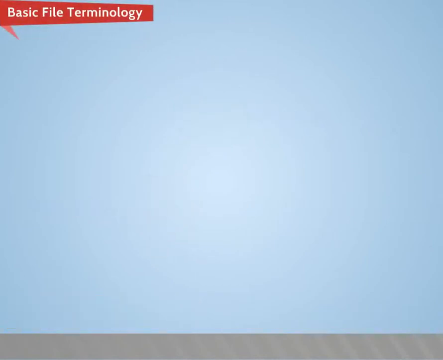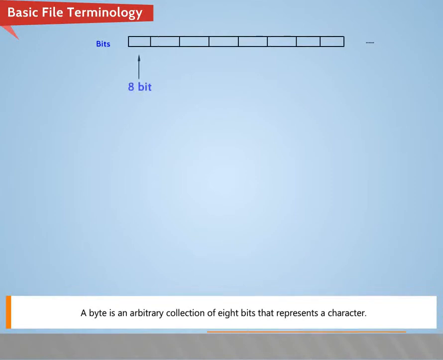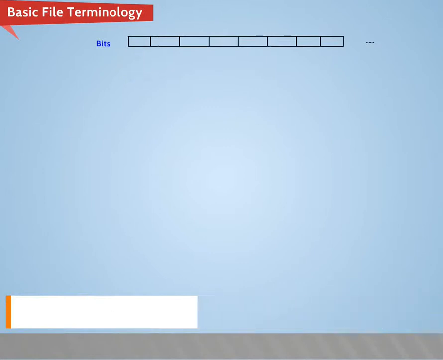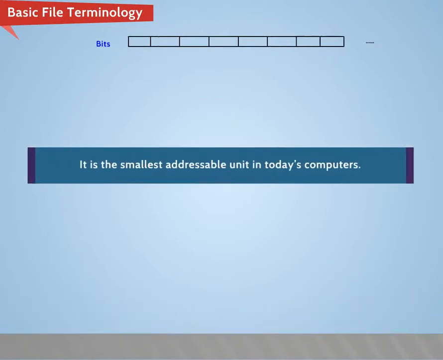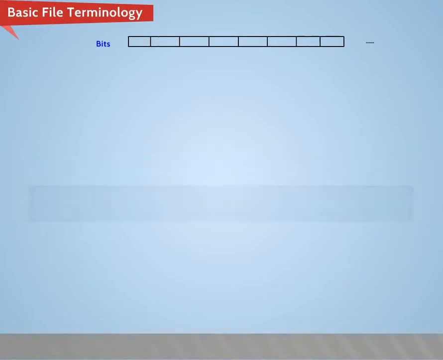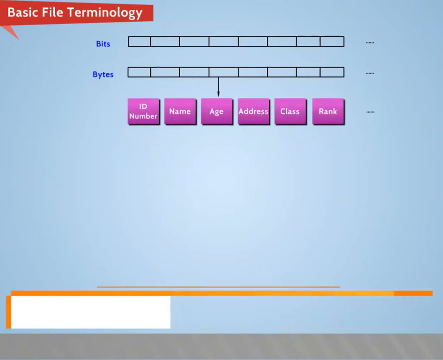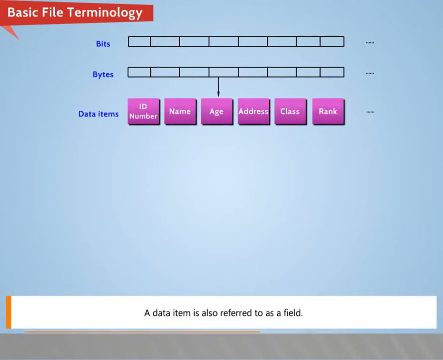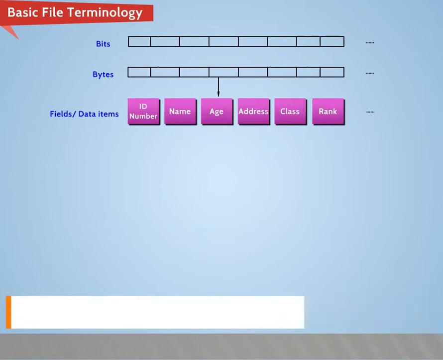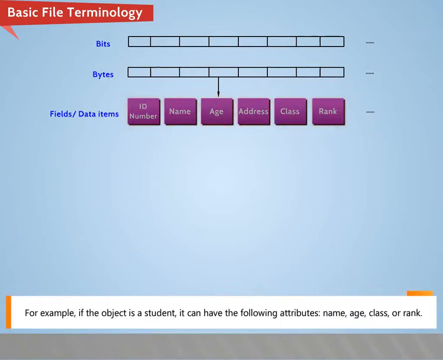Basic file terminology. A byte is an arbitrary collection of 8 bits that represents a character. It is the smallest addressable unit in today's computer. An attribute of an object can be described by combining one or more bytes into a data item. A data item is also referred to as a field. For example, if the object is a student, it can have the following attributes: name, age, class, or rank.